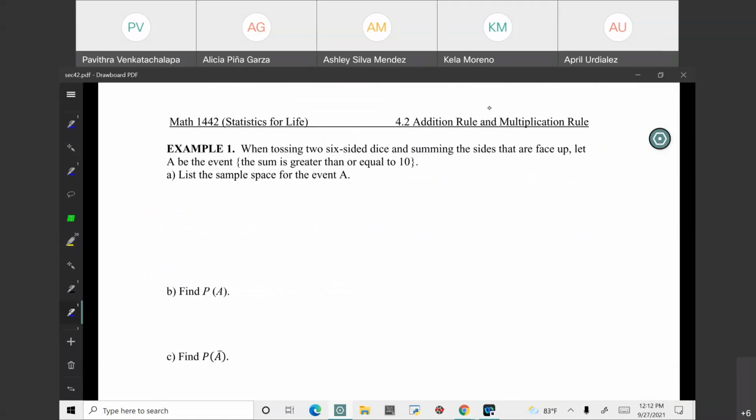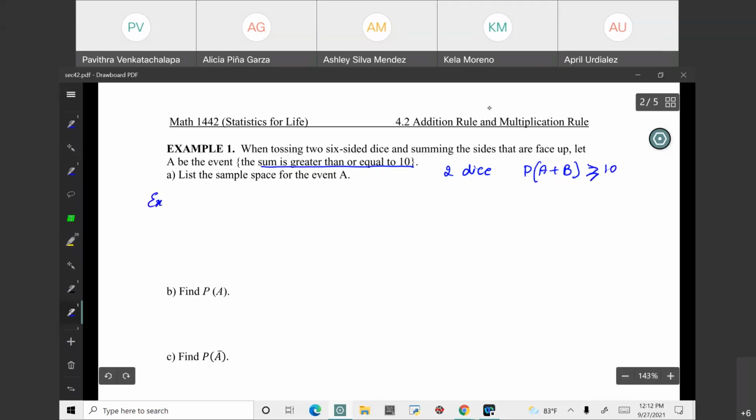When tossing two six-sided dice, summing the sides that are face up, let A be the event that the sum has to be greater than or equal to 10. We are saying that there are two dice. What is the probability that when I add the results, throwing a dice once and throwing a dice for the second time, the sum which I get has to be more than 10 or equal to 10.